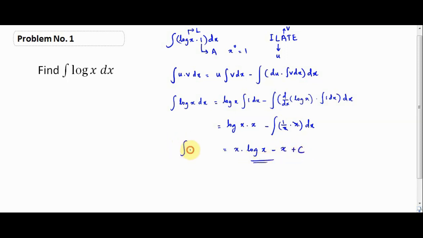So integral of log x dx is equal to x into log x minus x plus c. So you may remember this as an identity. When it comes to this kind of problems, we may make use of integration by parts. Here in place of log x, we are integrating log x into 1. That doesn't make any difference, but we can make use of the formula given by integration by parts. So using that we can find out the solution.